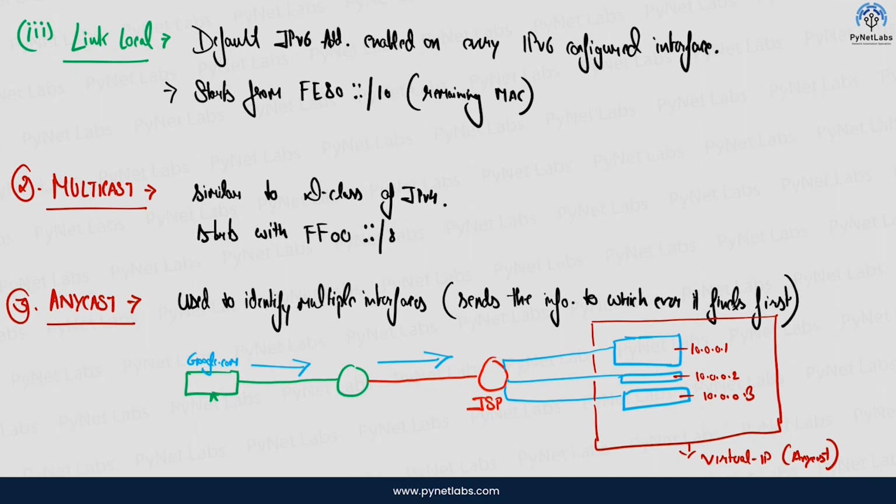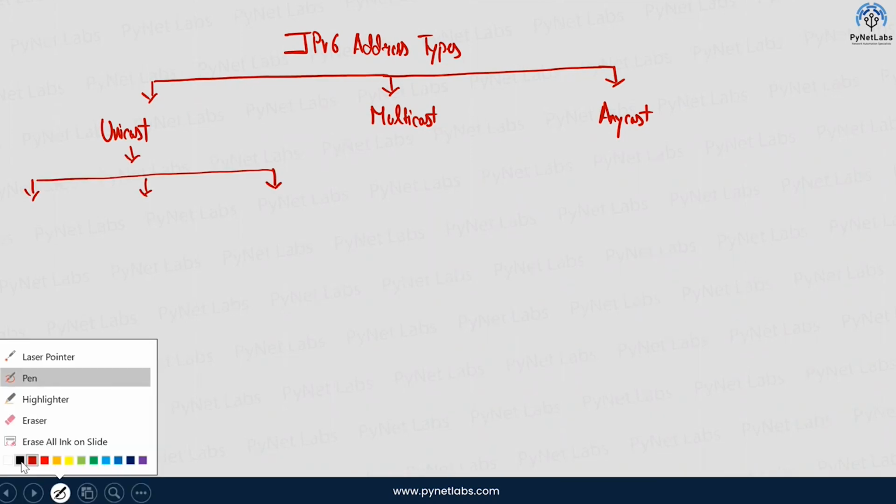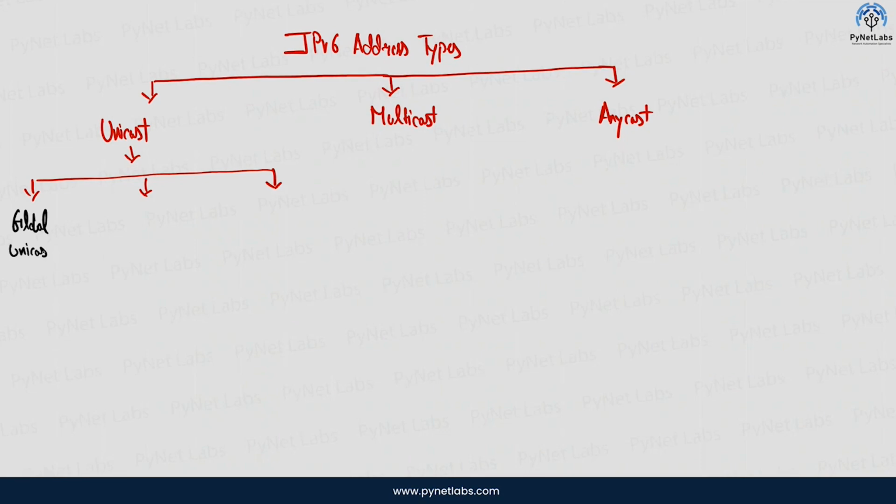Now let me summarize the three categories of IPv6 addresses which we have discussed. I'll write the heading: IPv6 address types. We have discussed three categories. The first category was your unicast, the second category is your multicast, and the third category is your anycast. In the category of unicast, we have seen three categories. The first one we discussed was global unicast, similar to your public IP. The second is unique local, pretty much similar to your private IP. And we have something we call link local.